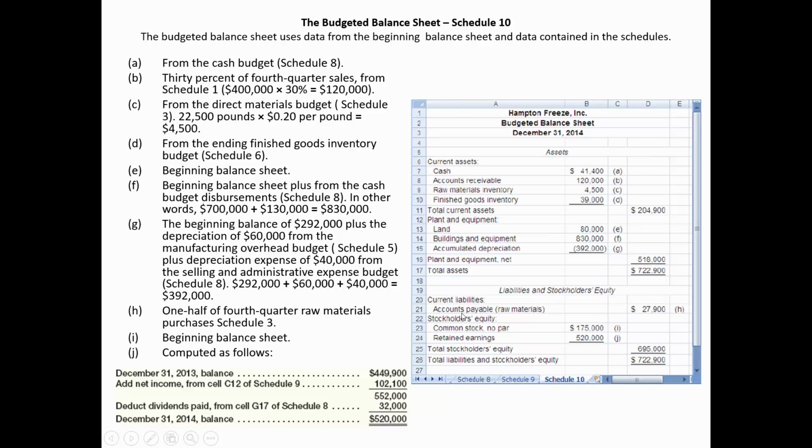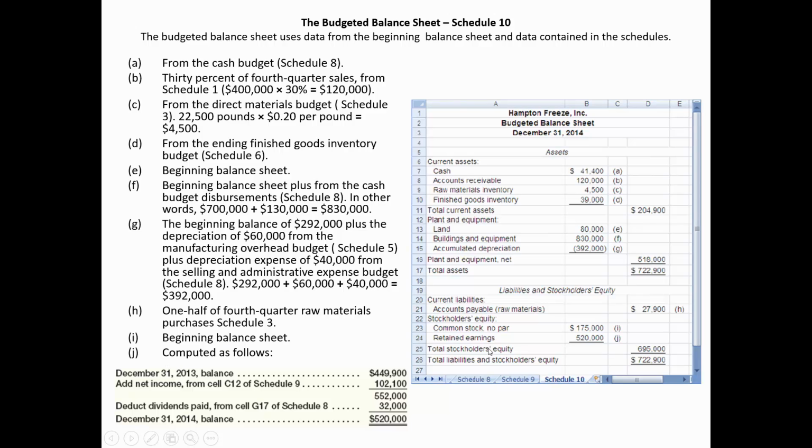Now let's look at how we're going to calculate accounts payable for our raw materials. This is 1/4 of the fourth quarter raw material purchases from Schedule 3. I'm sorry, 1/2. So remember, we're paying 50% and 50%. So 50% of the fourth quarter raw material purchases we're going to pay in 2015. We're preparing this as of December 31st, 2014. So we're looking ahead to 2015. We know we haven't paid that, so we're going to have to pay that in 2015. So 1/2 of that will still be due. Next, our stockholders' equity, our common stock, just comes from the beginning balance sheet.